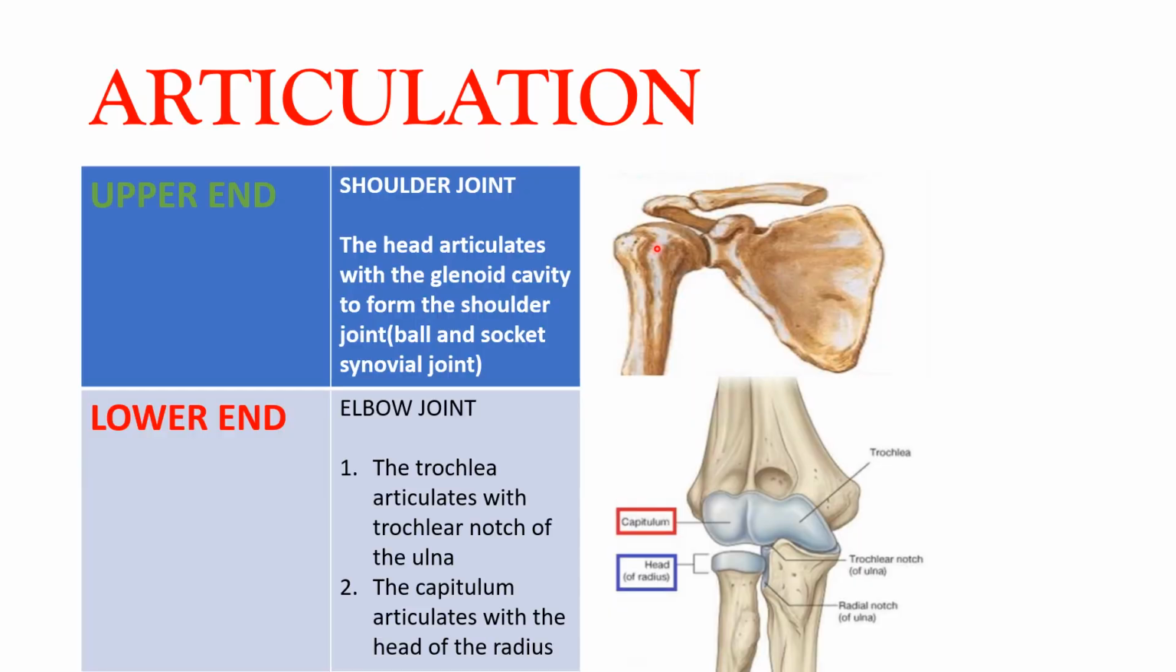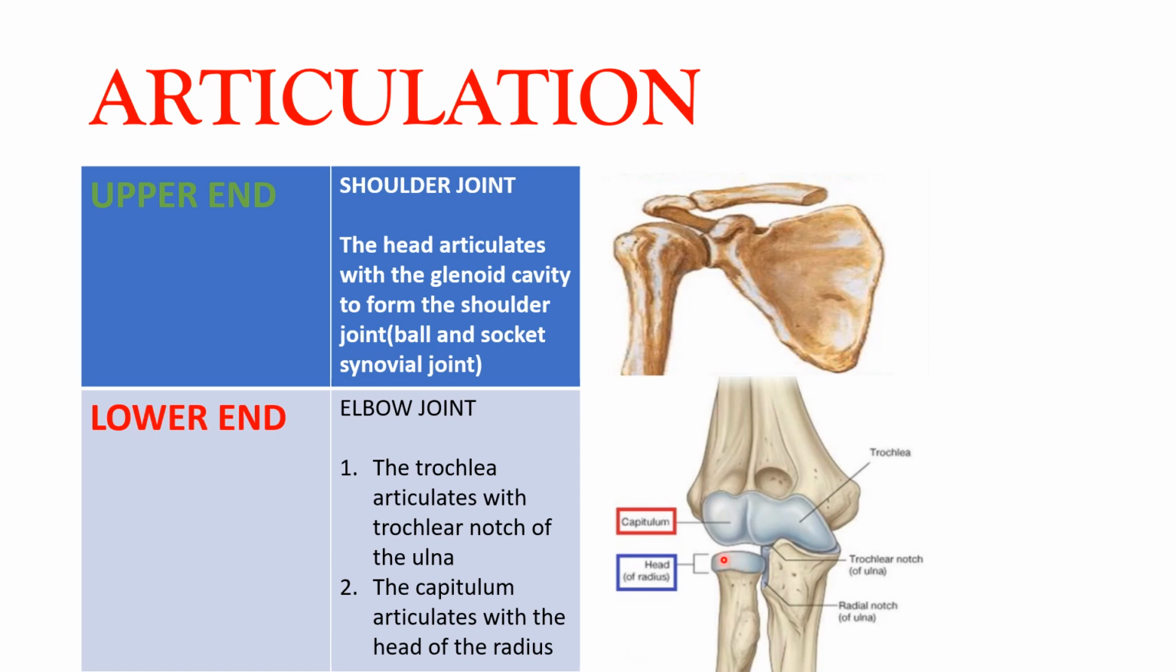Let's talk about the articulation of the humerus. What is the articulation of the humerus? At the upper end, the head articulates with the glenoid cavity to form the shoulder joint, which is a ball and socket synovial joint. At the lower end, this is the trochlea and this is the capitulum. These are the two articulating surfaces. The trochlea articulates with the trochlear notch of the ulna, and the capitulum articulates with the upper surface of the head of the radius.